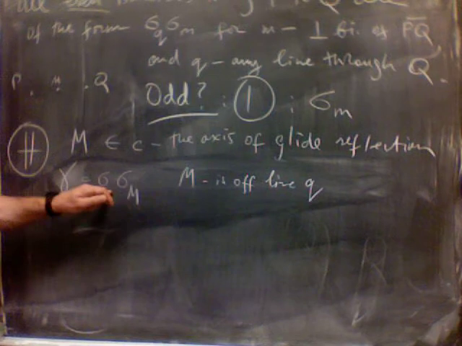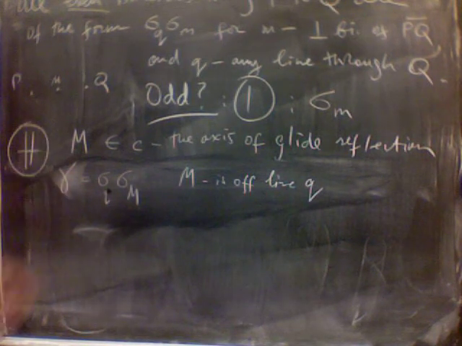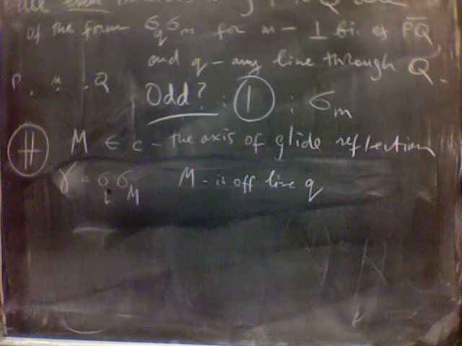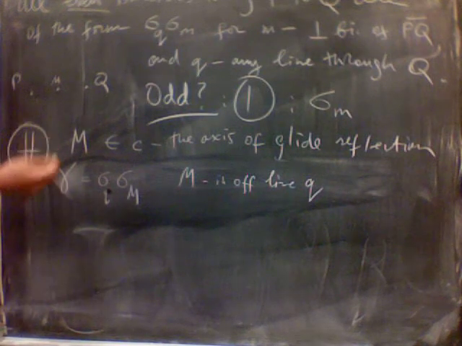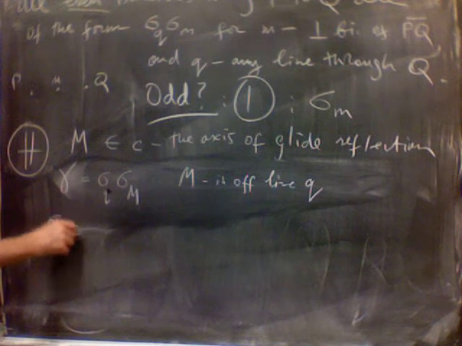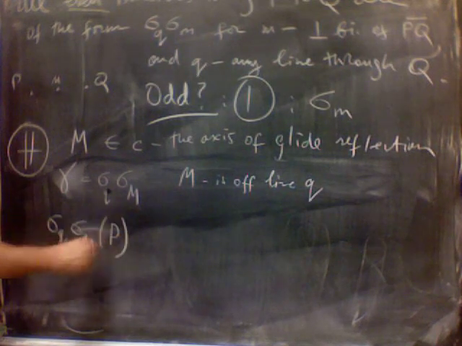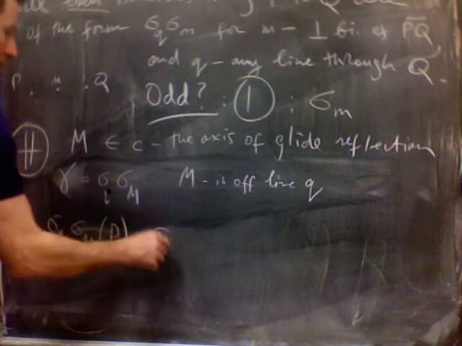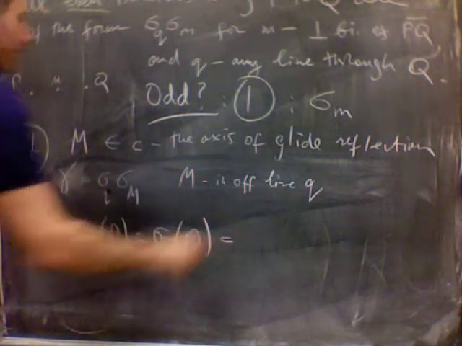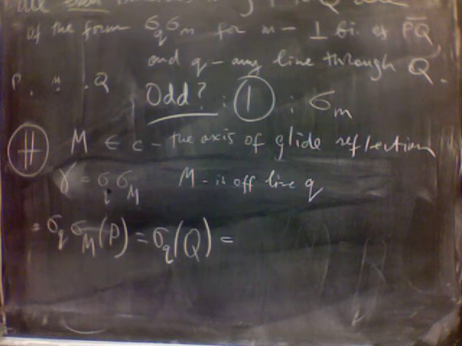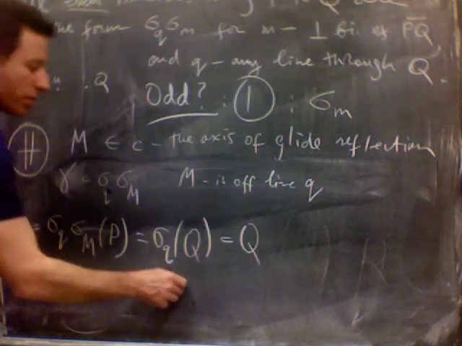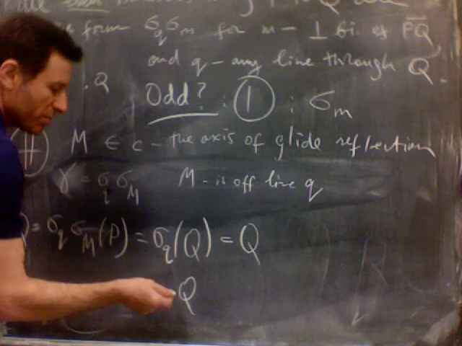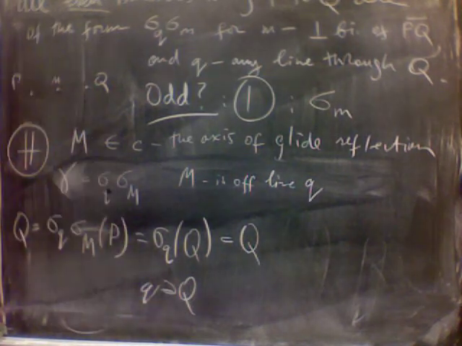If we manage to find such a line, then of course it must be unique by the cancellation law. So what kind of line would that be? Let's just look at how it acts on P. What does it do with P? So sigma_q sigma_m applied to P will take us first to M, and then since gamma must take us eventually to Q, we understand that small q must be the line through Q and P.